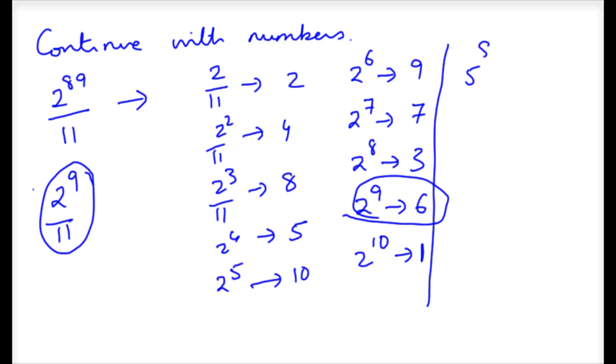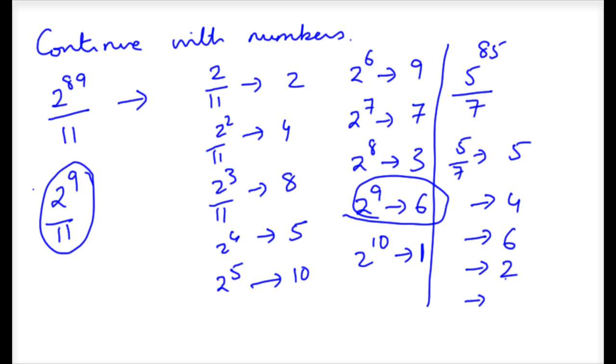Suppose I have 5 power 85 being divided by 7. So 5 divided by 7 gives you a remainder of 5. 5 into 5, 25 by 7 gives you a remainder of 4. 20 by 7 gives you a remainder of 6. 6 into 5, 30. 30 by 7 gives you a remainder of 2. Then again 10 by 7 gives you a remainder of 3. 15 by 7 gives you a remainder of 1.